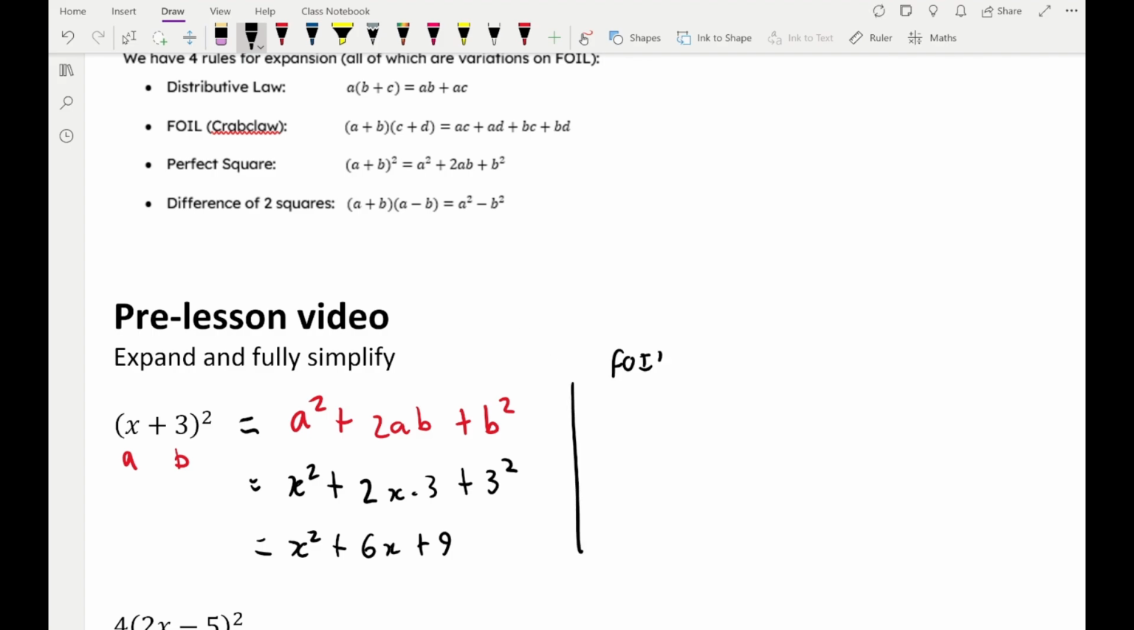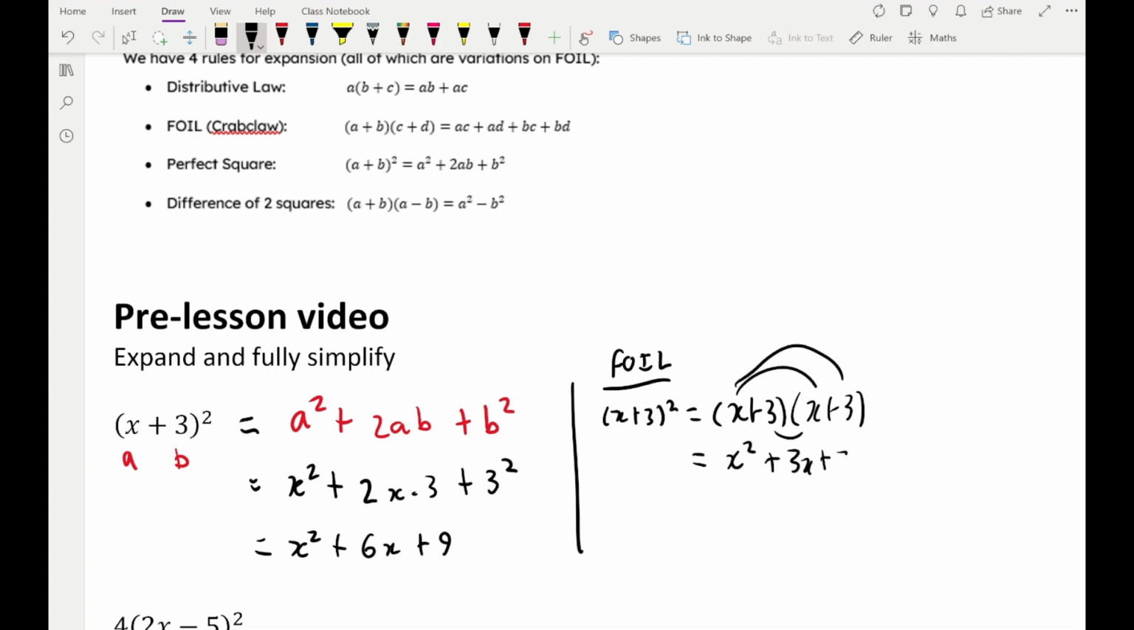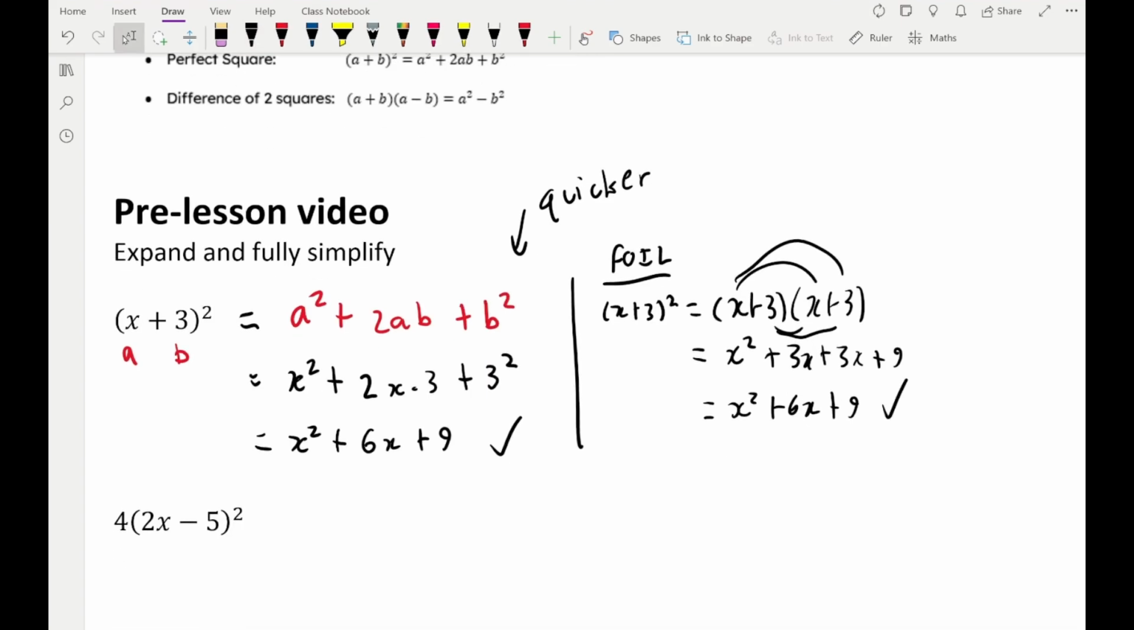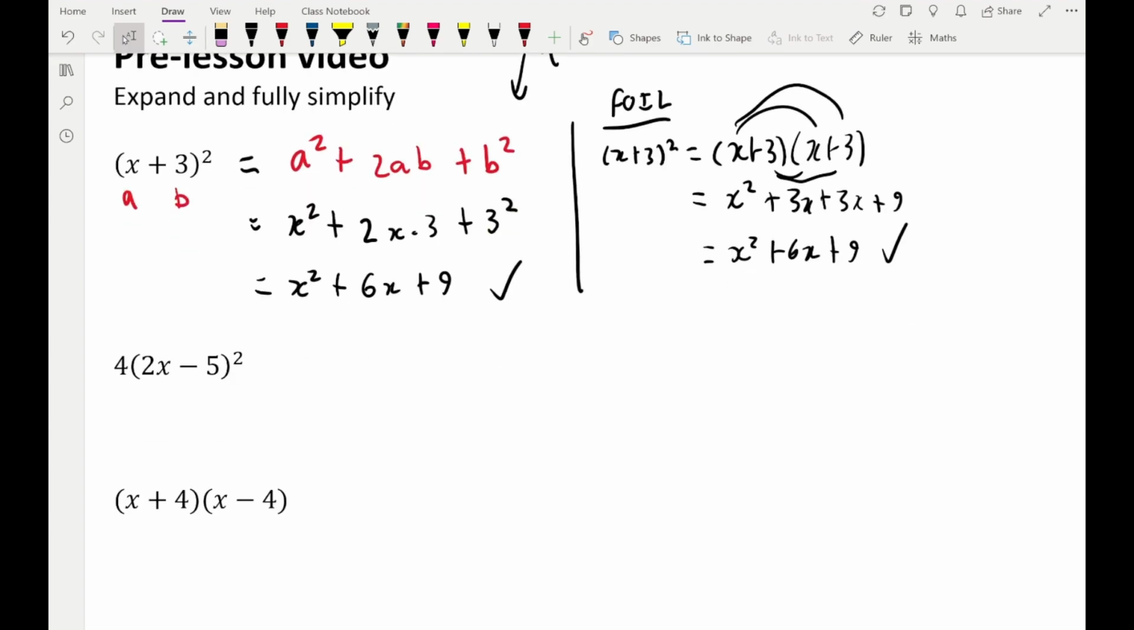If you want to do it using the FOIL version, well, (x plus 3) squared is (x plus 3)(x plus 3). So if you FOIL that out, you're going to get x squared plus 3x plus 3x plus 9, which does simplify down to x squared plus 6x plus 9. So all these are correct, it's just this one here was quicker. So I want you to know how to do that. And we're eventually going to do cubes and powers of 4, so you need to know how to do it properly.